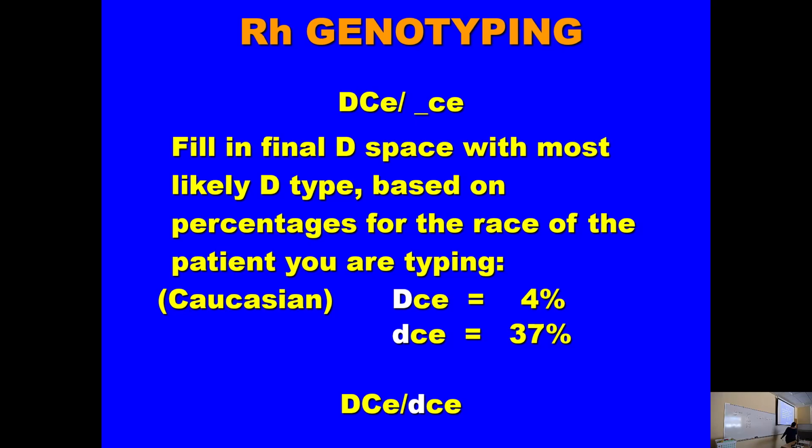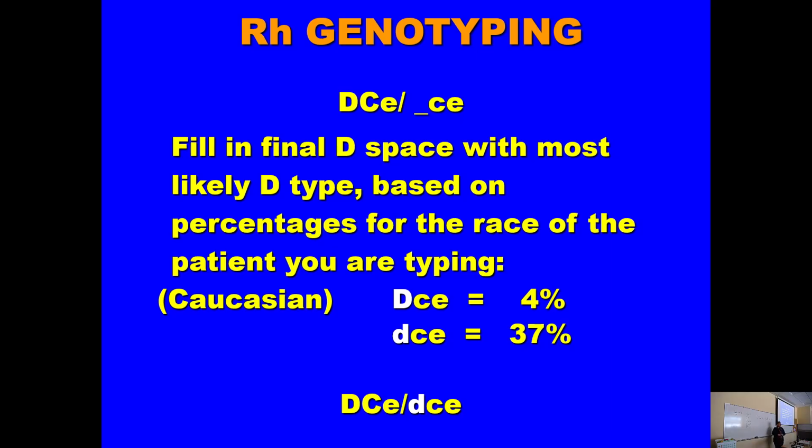big D, little c, little e is only 4% of the Caucasian population, while little d, little c, little e is 37. So we figured this out based on probability more than anything. Now there are molecular methods out there now, but they're not routinely used for things like this. So based on probability, I know 37% is bigger than 4% in Caucasians. So I know this is going to be a little d.